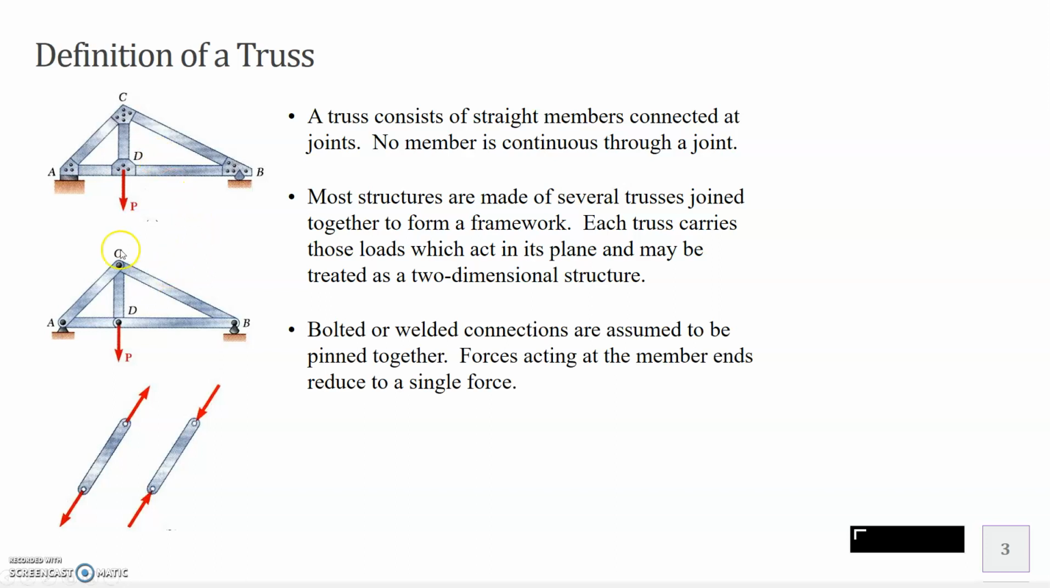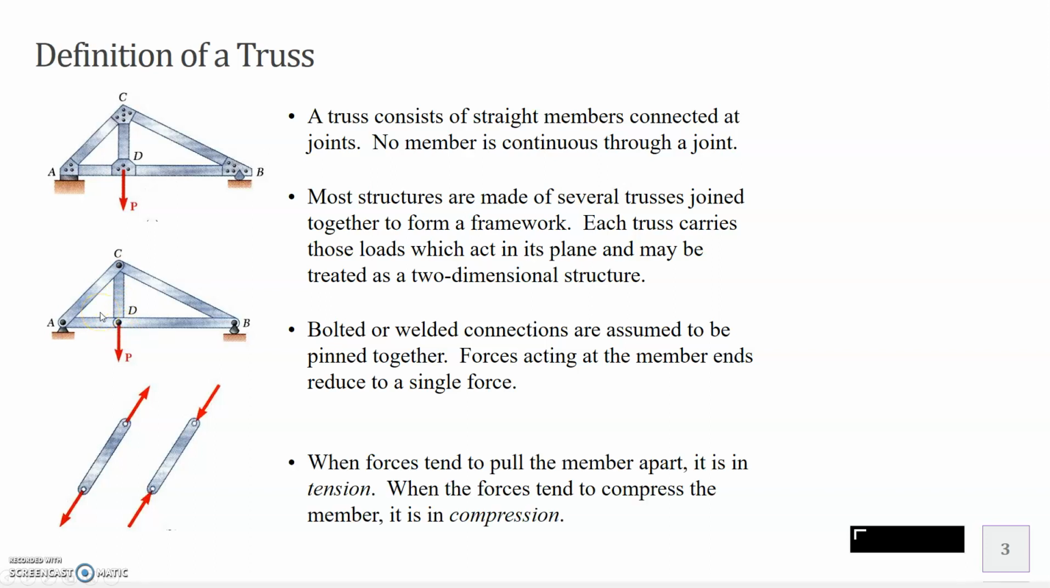Now, the connections are bolted or welded together, but we can think of them as pinned. So instead of just being bolted like this or welded, we can imagine them being pinned together. And the forces acting at the member ends can be reduced to a single arrow of force. Now, forces will tend to either pull members apart, which is what we refer to as tension, or they'll try to compress them, and we call that compression. So it can either squeeze them or pull them apart, or in some cases, none of the above.